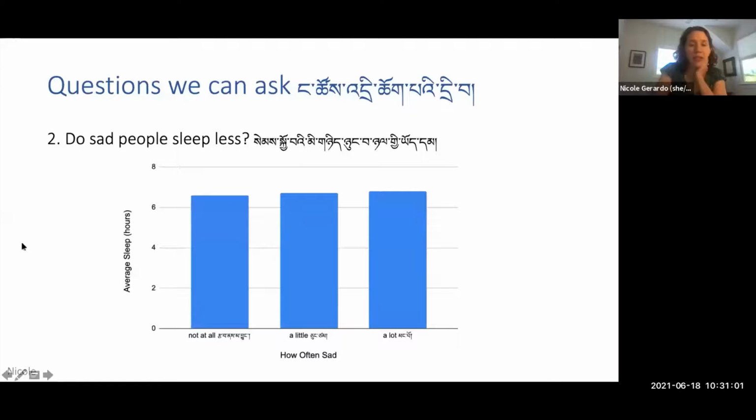So if we look at that in a graph, and now I've removed the people who didn't answer the question. Here we have the people who said, I haven't been sad in the last month, I've been a little sad in the last month, and I've been sad a lot. And really the average sleep each of the people in each of those groups get is highly similar.